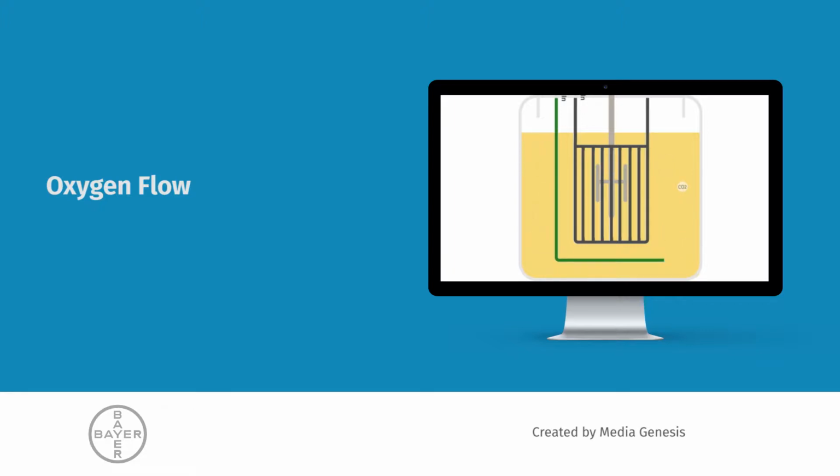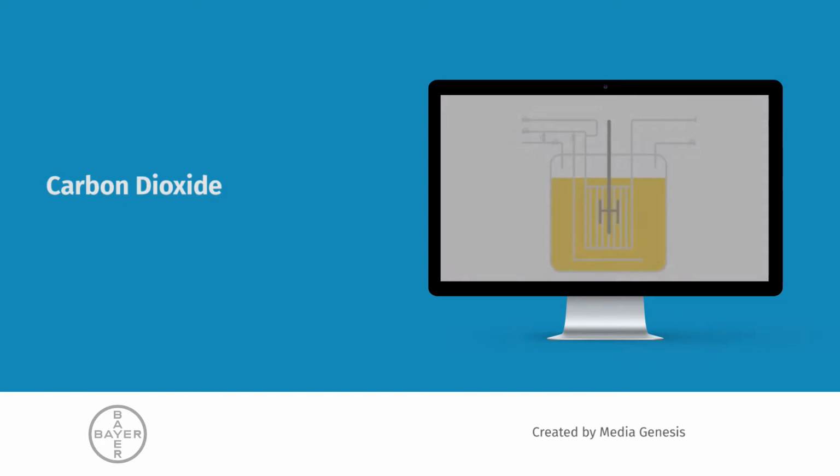The oxygen also flows into the sparger and exits through the bottom ring of the sparger as a stream of bubbles. Carbon dioxide is both essential at lower concentration and detrimental in the cell culture at high concentration.